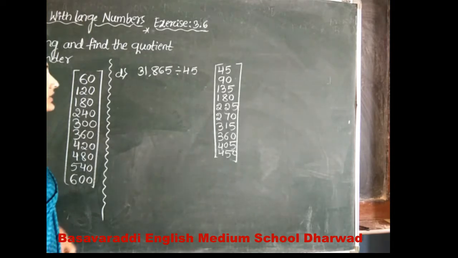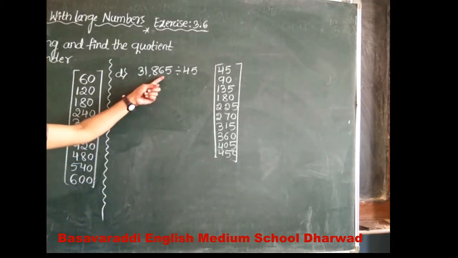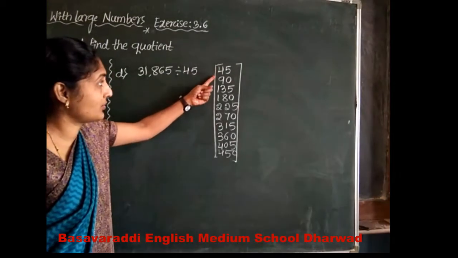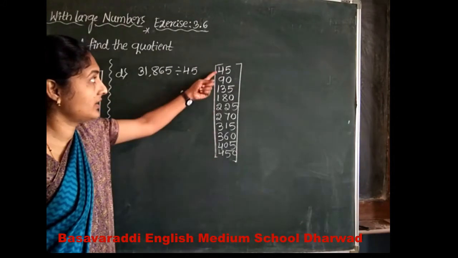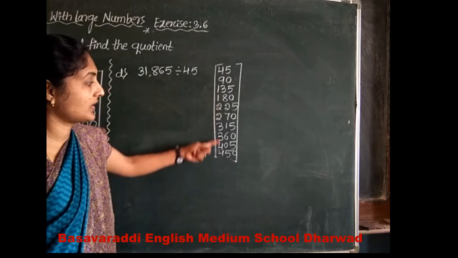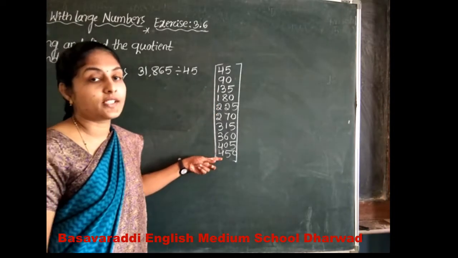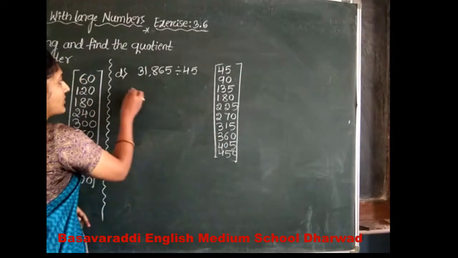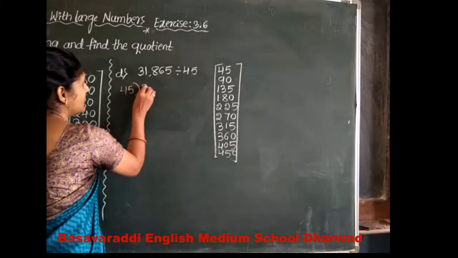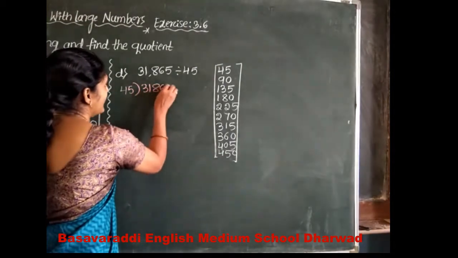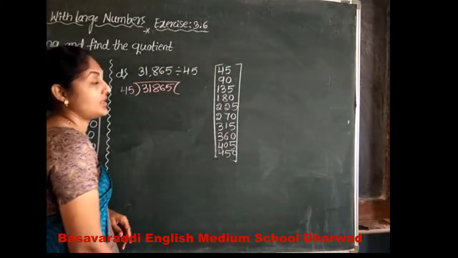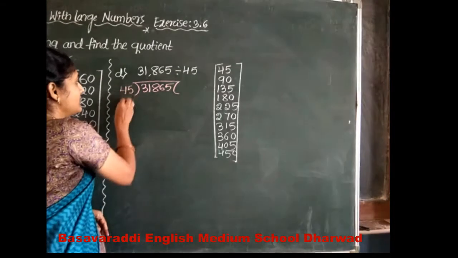The D1 problem: 31,865 divided by 45. We have to do the 45 table. 45 ones are 45, 45 twos are 90, 45 threes, fours, fives, like that up to 45 tens are 450. So write 45 in the divisor part, and 31,865 in the dividend part. Okay, do the division now, with 45.